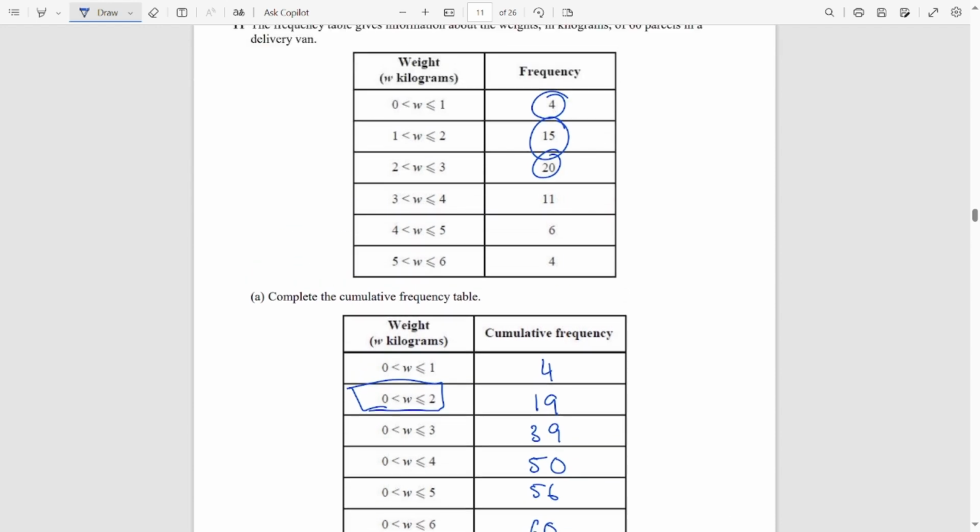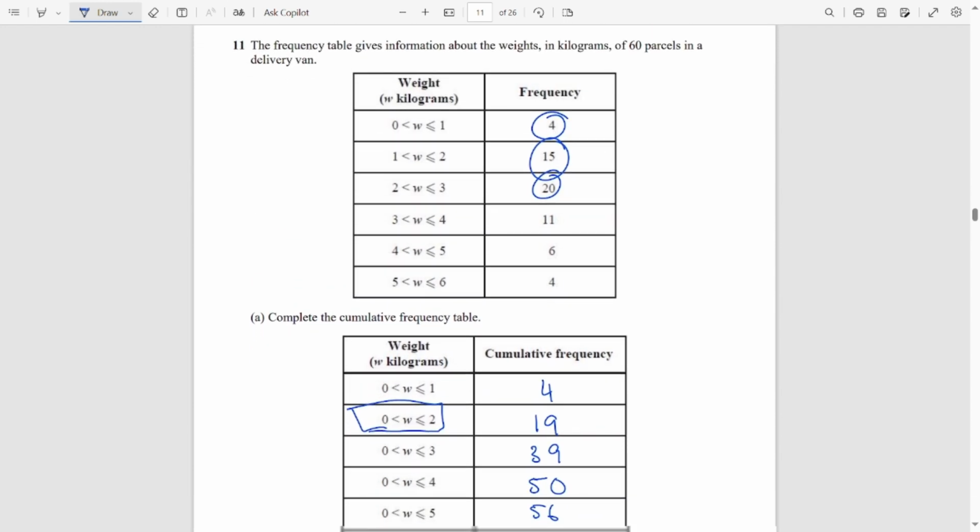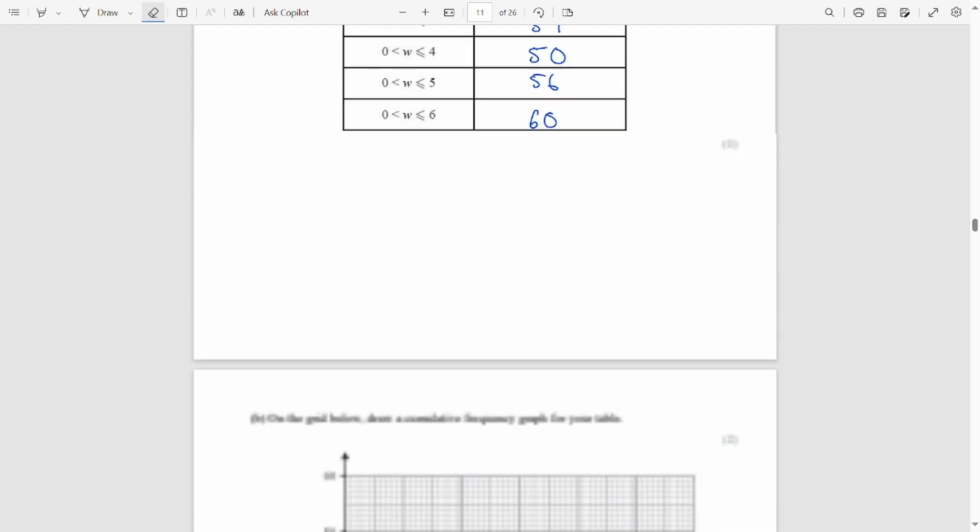And then I'm just going to double check at the top. They often give you the total. So you can see there was a total of 60 parcels. So if I didn't get to 60 there, I knew I would have made a mistake, but we did, so no problem. And we can move on to drawing our cumulative frequency graph.